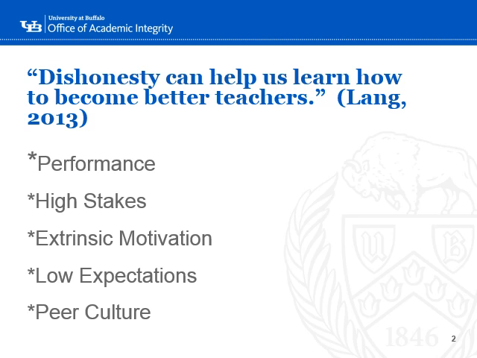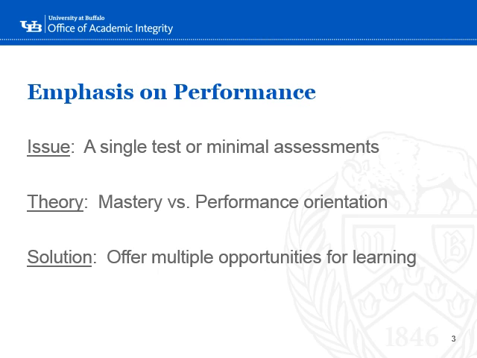Lang offers 5 main reasons why students cheat: performance, high stakes, extrinsic motivation, low expectations, and peer culture. We're going to look at each specifically. So the first reason why students may cheat is there might be an emphasis on performance. So the issue is potentially a single test or very minimal number of assessments. So when there is that case of a single test, students will do whatever it takes to succeed.